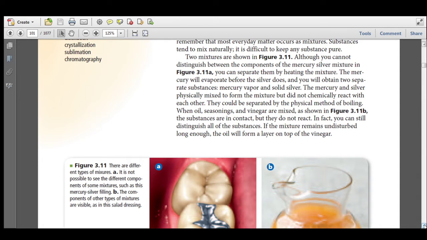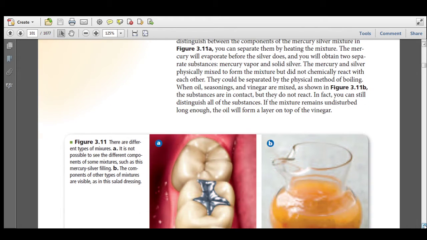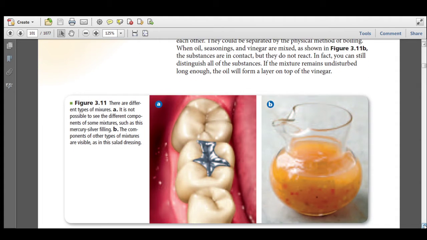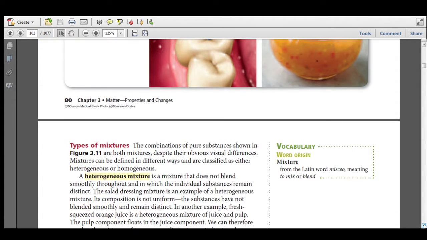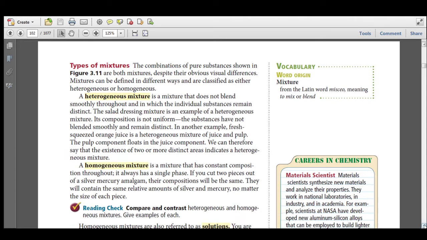When oil, seasoning, and vinegar are mixed, the substances are in contact, but they never react. In fact, you can still distinguish all the substances. If the mixture remains undisturbed long enough, the oil will form a layer on top of the vinegar. The combinations of pure substances shown are both mixtures despite their obvious visual differences.